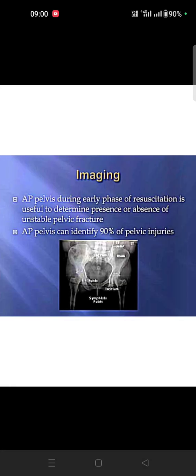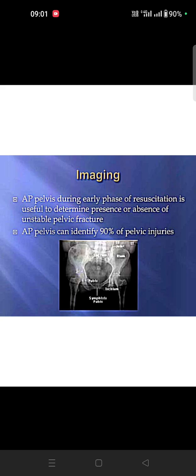So imaging: the anterior posterior pelvis in the early phases, with restriction of the useful studies, determines the presence or absence of an unstable pelvic fracture. This is for the normal. This is the symphysis pubis, ischium, pubis and sacrum, iliac. So the presence or absence of any pelvic fracture, if in the early phases, we can resuscitate.